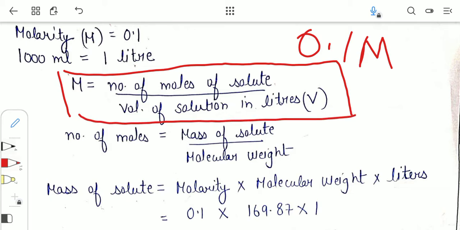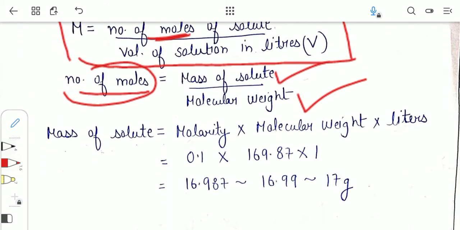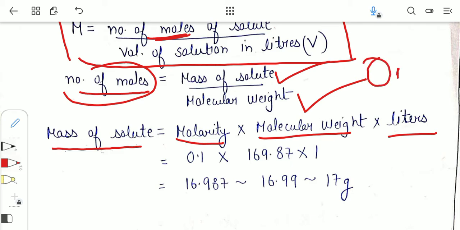The number of moles is the mass of solute upon the molecular weight, and by putting this value in the equation, the final equation we get is mass of solute is equal to molarity into molecular weight into liters. What we are doing is that we have to prepare a solution of silver nitrate of 0.1 molar strength. So we need to know how many grams of silver nitrate we need to dissolve in how much liter of water to prepare a solution of strength 0.1 molar. That is why we have written here mass of solute.